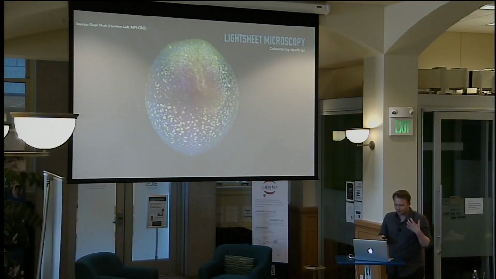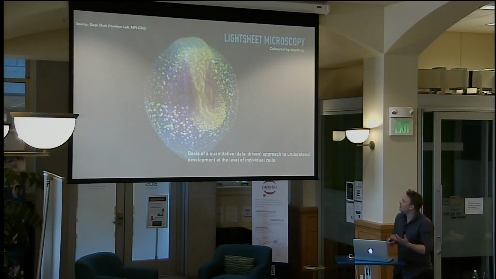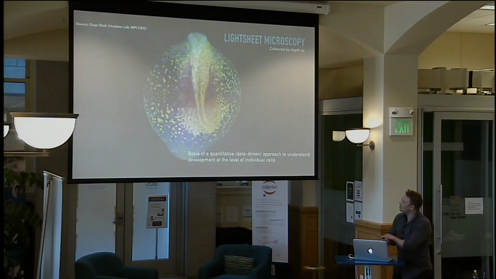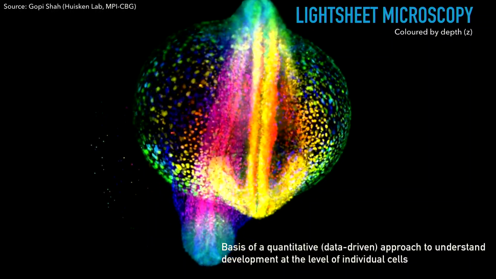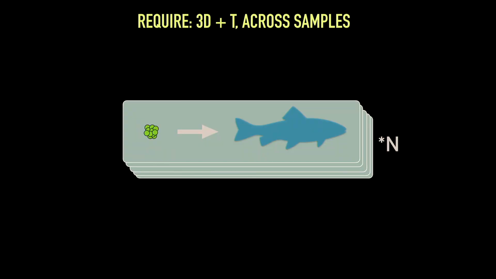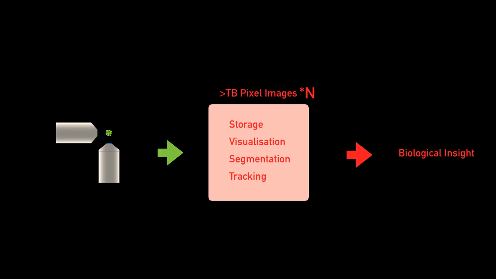These rich data sets could potentially provide the basis of a really quantitative and data-driven approach to understand development at the level of individual cells. If we're going to do this data-driven approach, we don't just want to analyze one 4D movie. We want to do this across multiple N samples, where N could be 10 to 100. In many areas, the experimental techniques and the microscopes are really there to start generating the data. It's just the terabytes of images that we end up with create issues in terms of storage, visualization, and then eventually the segmentation, tracking, or downstream processing that we want to do.